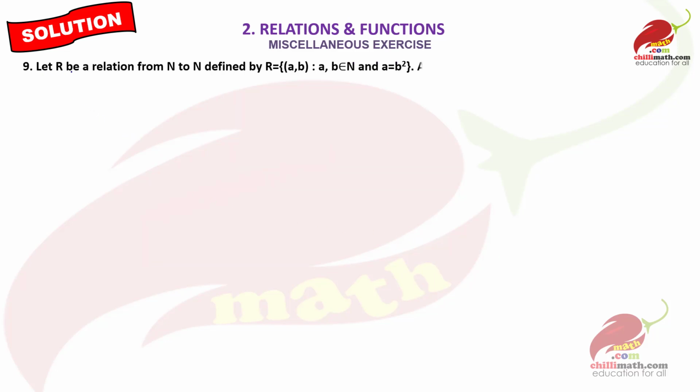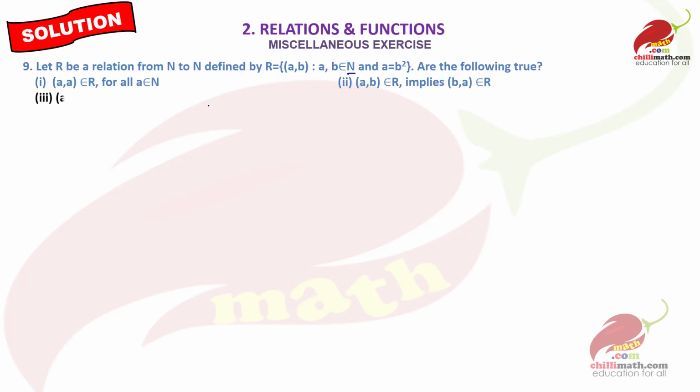Ninth question is, let R be a relation from N to N defined by R = {(a, b) : a, b belong to natural numbers and a = b²}. Are the following true? First, (a, a) belongs to R for all a belonging to N. It means if a is any natural number, will (a, a) belong to the relation? That is, will a be equal to a²?